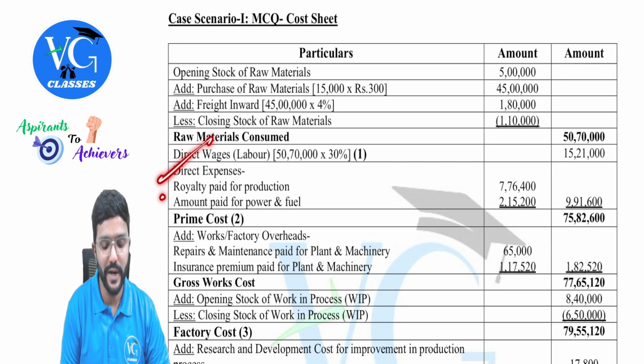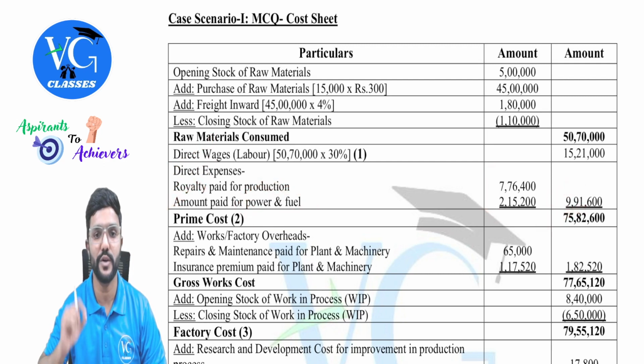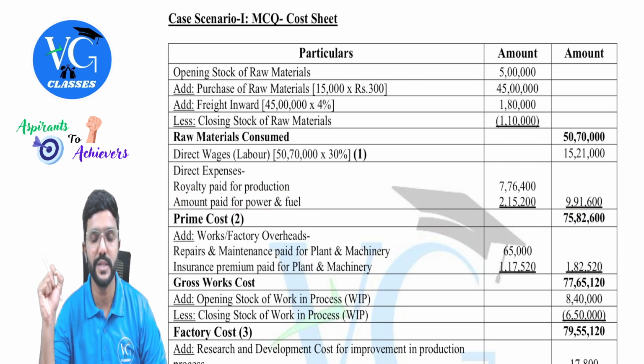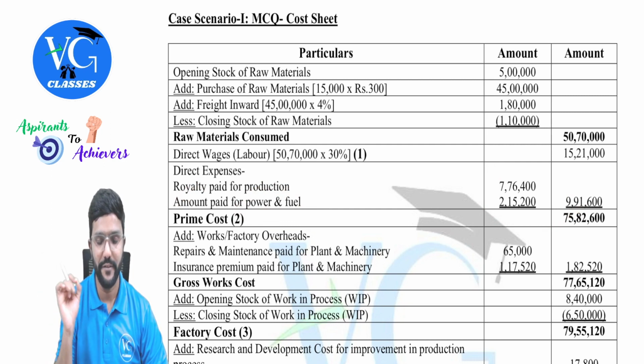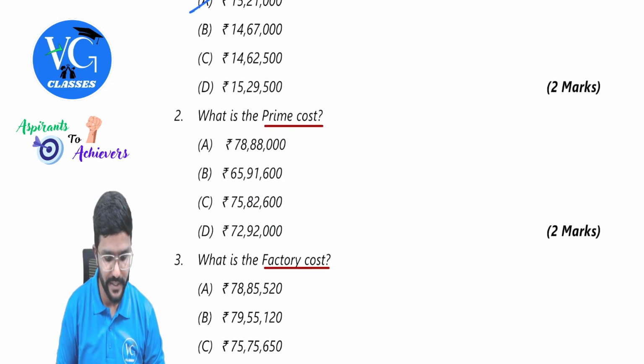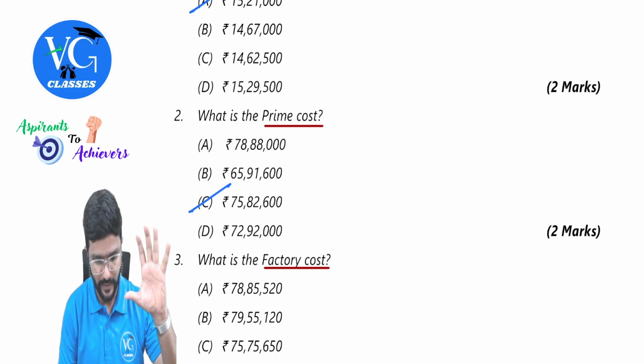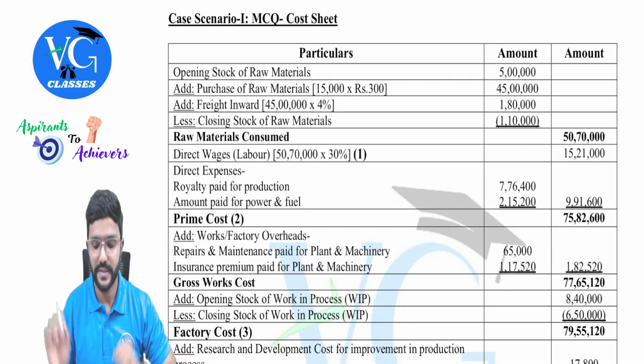Then direct expenses: royalty paid for production and amount paid for power and fuel come under direct expenses. The total is 9,91,600. So we'll get a prime cost of 75,82,600, guys. So this is the second requirement, right? Yes. 75,82,600. Am I right? Yes, sir.